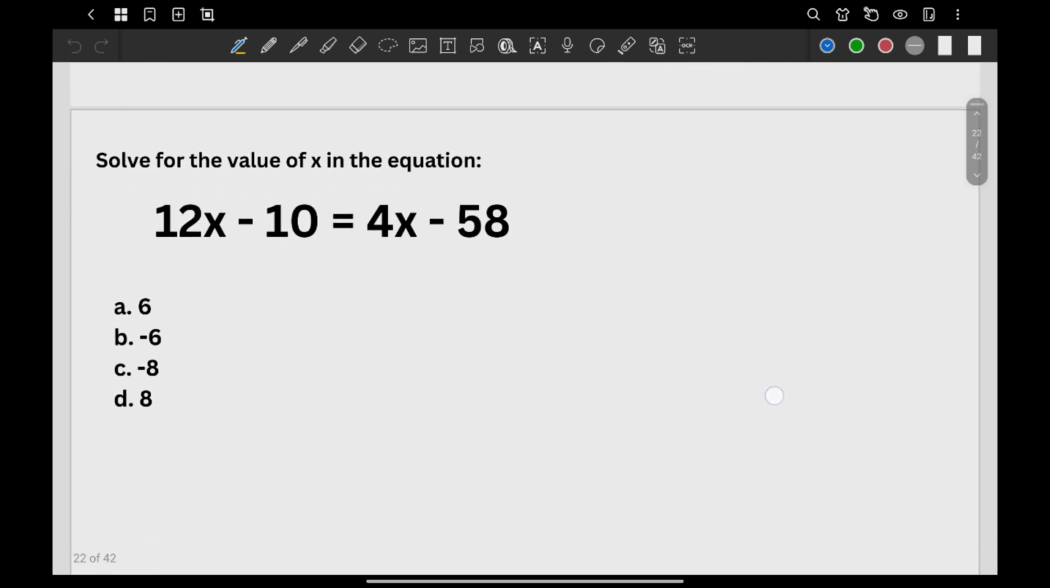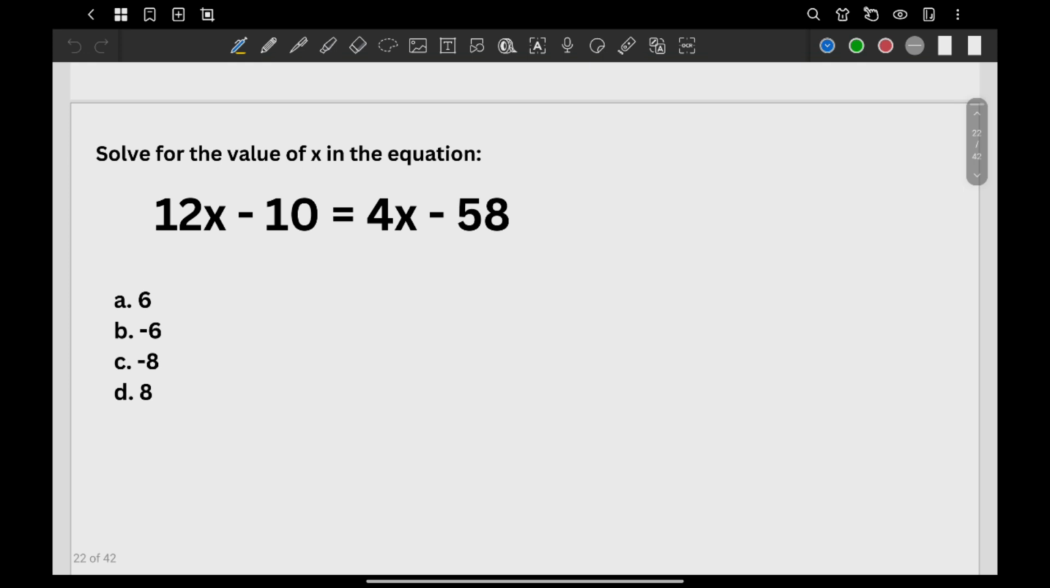There you go. So what if now, sir, we have variables on both sides, left and right of the equation? Let's say we have here 12x and then 4x. What do we need to do?